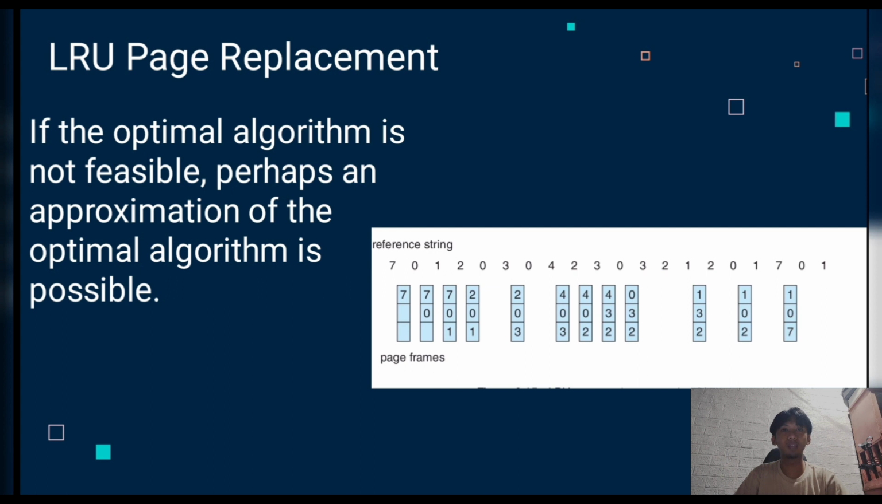If we use the recent past as an approximation of the near future, then we can replace the page that has not been used for the longest period of time. This approach is used in the least recently used algorithm, which is the LRU.